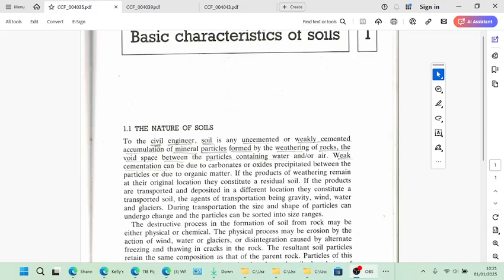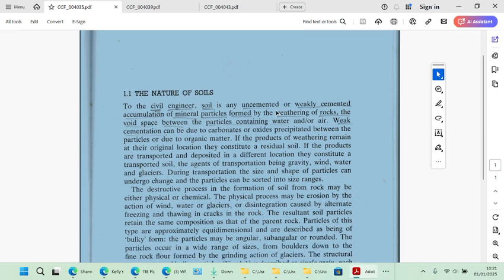This is the basic characteristics of soils. So, the nature of soils. I'm just going to read it through this time.